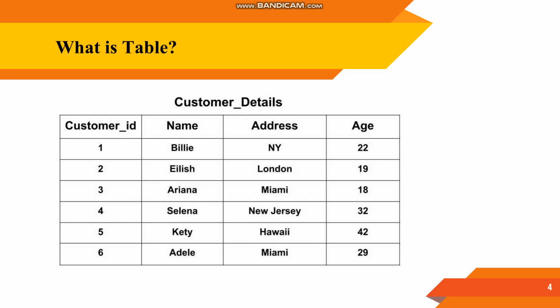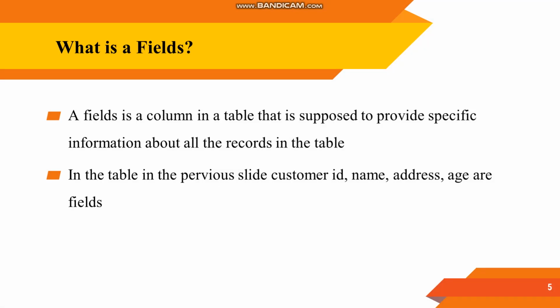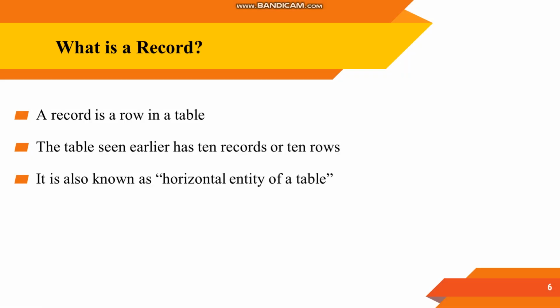Each of customer ID, name, address, and age is a field. In each field we have some particular data types or conditions in the table. A field is a column of the table. For example, in the previous slide, customer ID, name, address, and age are the fields. A record is a row in the table.